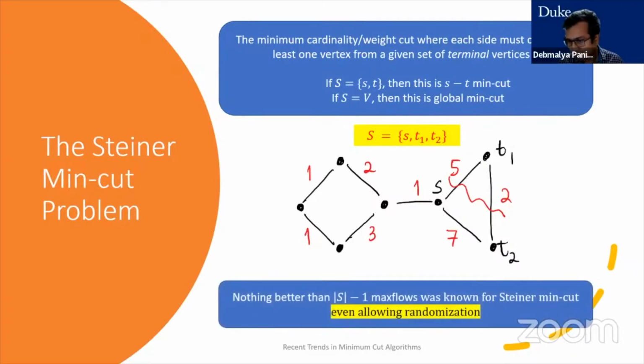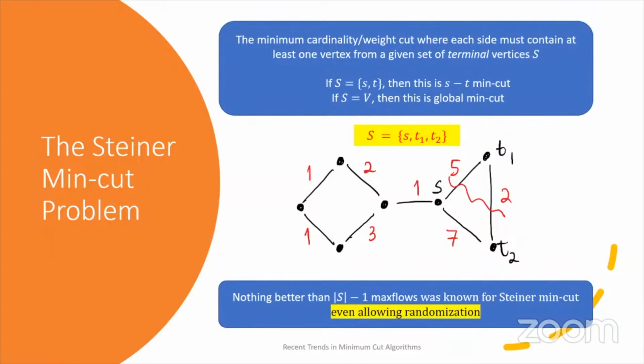The interesting thing is that for this problem, even if we allowed randomization, nothing better than the naive algorithm that runs S-1 max flows was known. What's the naive algorithm? You fix one of the terminals as a vertex S, and now find ST min-cuts, iterating through all the other terminals as T, and then return the smallest of these min-cuts. This was an algorithm we talked about extensively yesterday in the context of global min-cuts. You can run exactly the same algorithm for Steiner min-cuts, where you restrict your iterations to only the terminals rather than all vertices. But that's pretty much all that was known. Nothing better was known, even if you allowed randomization.